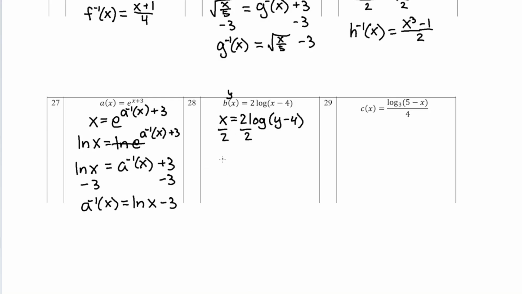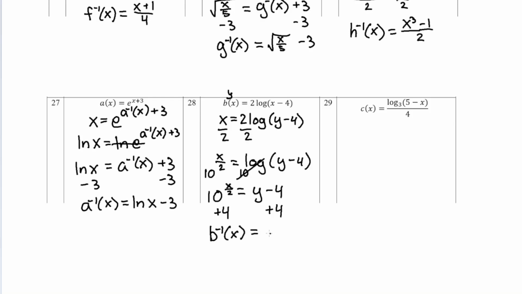And I get x over 2 equals log of y minus 4. Let's cancel that logarithm with a base of 10, and add 4 to both sides. Please don't call that 14, by the way. You're going to hurt me if you do. And I'll go ahead and replace y with b inverse again. And I get my answer, 10 to the power of x over 4.